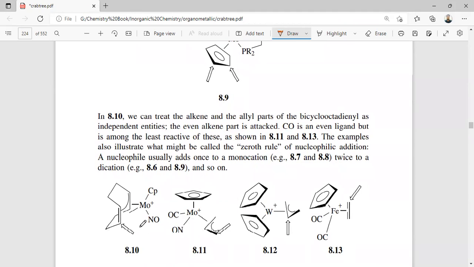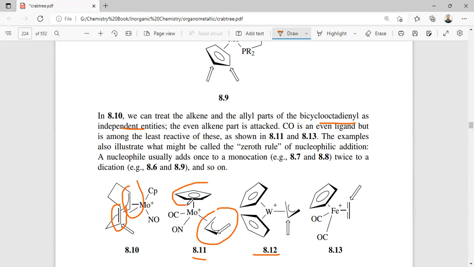In this case, we can treat the alkene and alkyne parts of the bis-cyclodiene as independent entities. So this is the even one, and this is the odd one. The attack on the even one takes place first, then the odd one. For these two cases, this is open and odd, and this is odd and closed. According to rule two, this open and odd will be attacked first. For this case, this is an even, so the nucleophilic attack will be formed here.